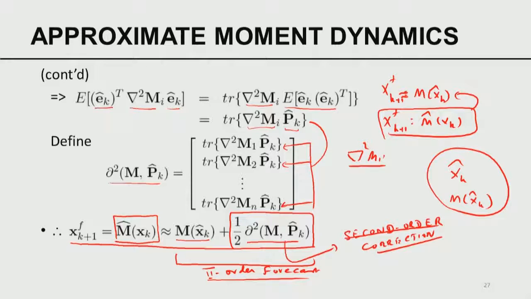So anybody who is involved in approximating any quantity, the degree of approximation relates to the quality of approximation. The cost of computing the approximation will be the ultimate judge in trying to decide the order that we will feel comfortable with. So using the derivation that parallels the linear Kalman filter, by trying to approximate m hat of x_k around x hat k, we have arrived at a second order correct forecast.